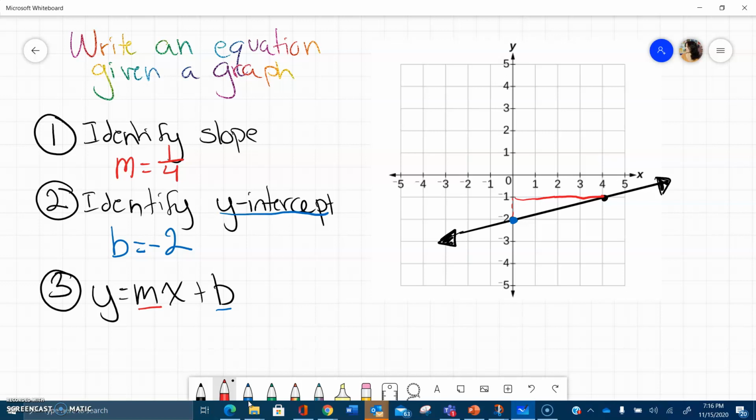So now I have my slope and I have my y-intercept from my graph, and now I can write it as an equation in this form: y equals m, which is 1/4, x minus 2, because my b is negative. So here's my y-intercept, here's my slope, and this is my final equation.